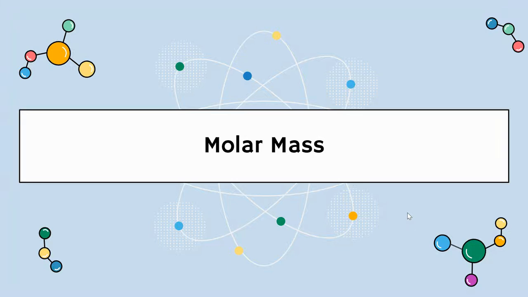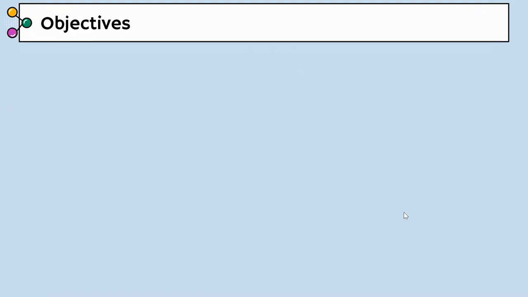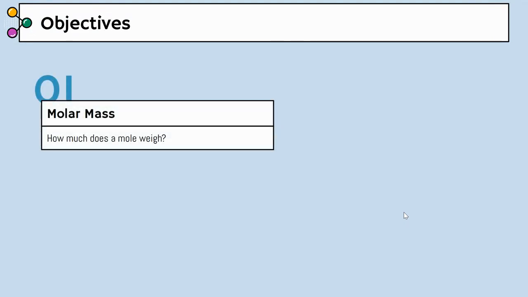In this video, I'm going to cover our second part of talking about the mole in chemistry. This has to do with molar mass. We have two objectives for this video. First, molar mass: what does it mean? How much does a mole of something weigh? So if we were to weigh a mole of atoms, how would we calculate that weight?